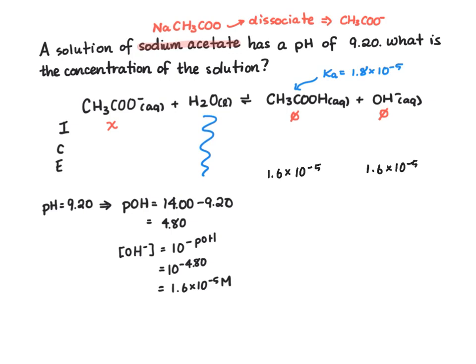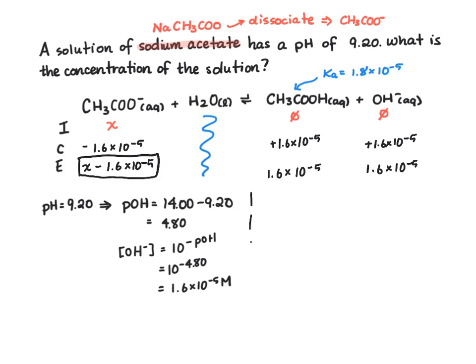Because we started with 0 moles per liter for both of those, that's also going to be our change. So plus 1.6 times 10 to the negative 5. And it will be the change for our acetate, but negative. So our acetate concentration at equilibrium is going to be X minus 1.6 times 10 to the negative 5. And we can solve for this using our Kb expression. So Kb is the product of our products, so acetic acid times hydroxide, divided by our reactant, in this case acetate.